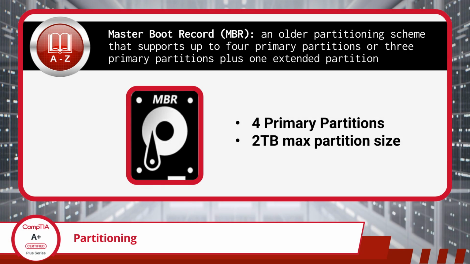Master boot record, or MBR, is the older of the two partitioning schemes and has been around since the early days of personal computing. An MBR partitioning scheme supports up to 4 primary partitions or 3 primary partitions plus 1 extended partition, which can contain multiple logical drives. A primary partition is a bootable partition that can contain an operating system, while an extended partition is a non-bootable partition, usually used for additional data storage.